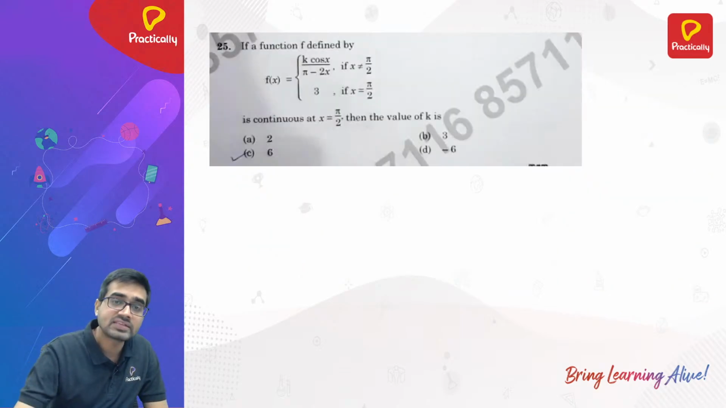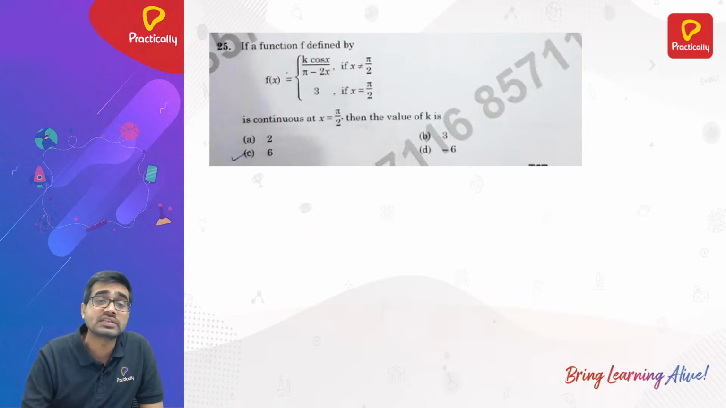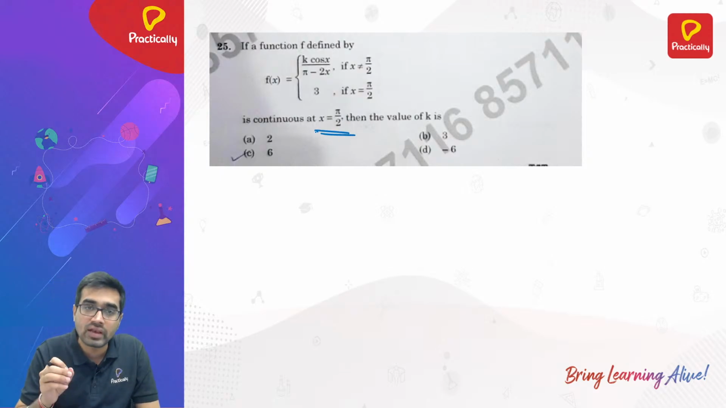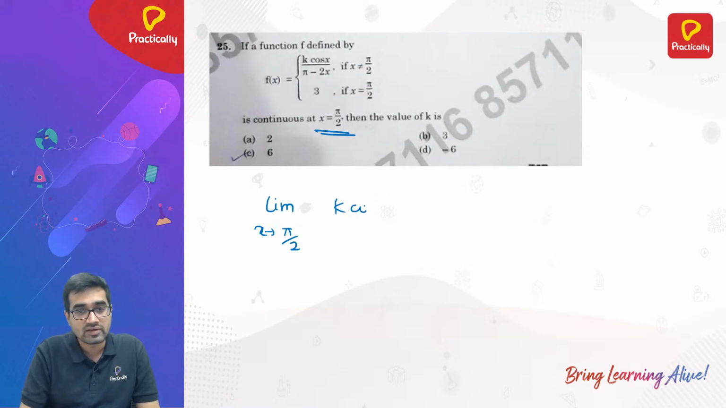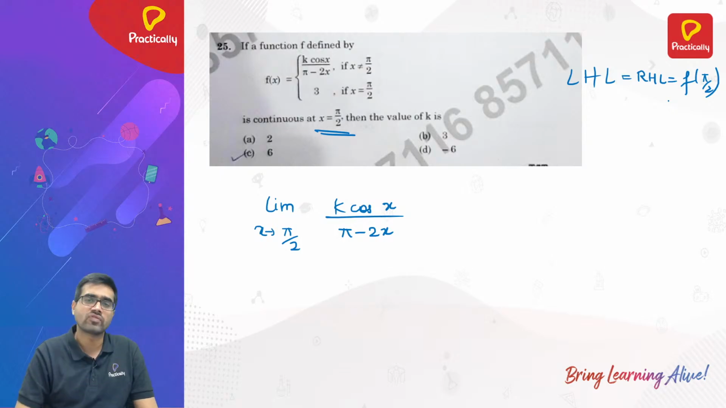Okay. Very simple to solve. Let's move to the next question. If a function f is defined by this function, it is continuous at x equal to pi by 2, then what is the value of k? Simple, easy logic. Just take the limit of x tending to pi by 2 and check that this function is continuous, which will imply that the left hand limit, the right hand limit and the value of the function at pi by 2 should be the same for continuity.